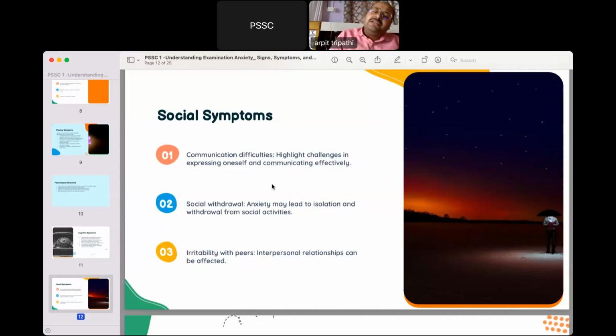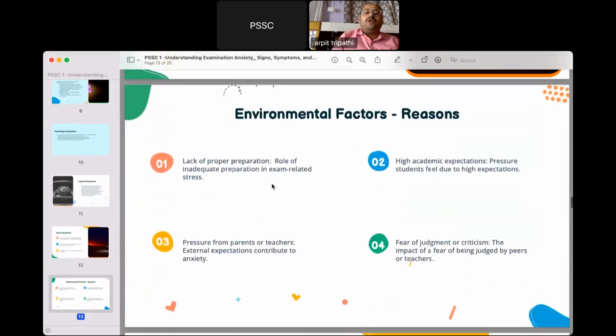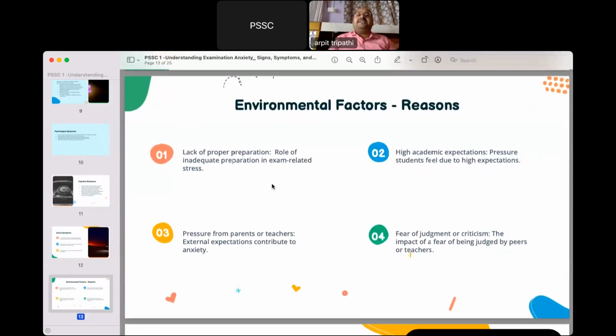I would just say one very simple thing. Try to connect, because helping someone is a very graceful act. A very, very graceful act. We have to understand when, where, why, and how to help someone. What could be the environmental factors or reasons for examination anxiety?